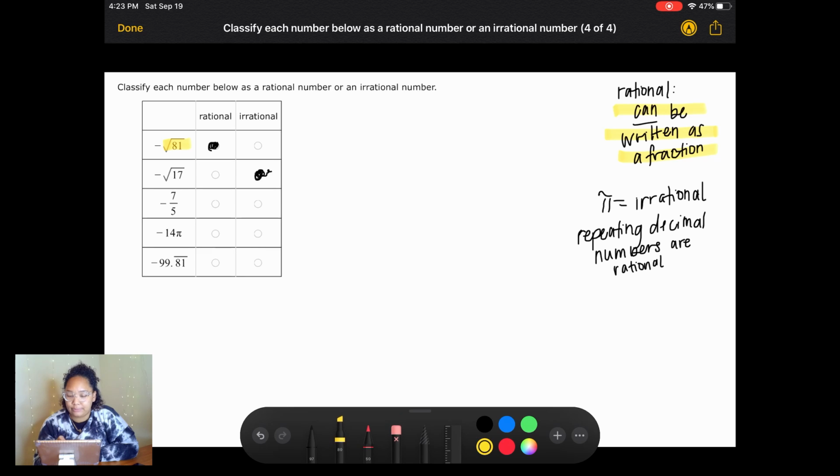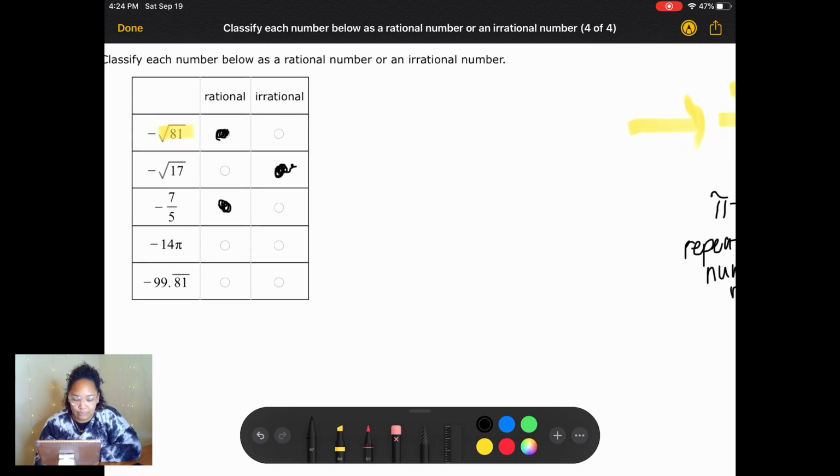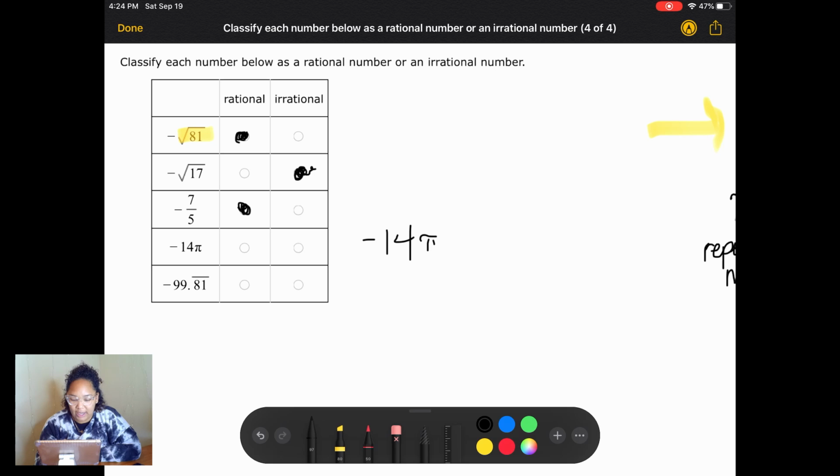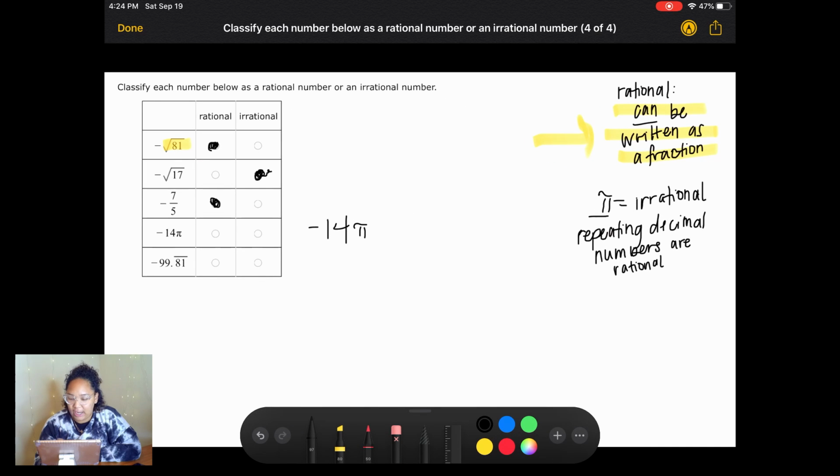Now, here, I'm not even going to write this out: 7 over 5. Can it be written as a fraction? Well, it is a fraction, so I already know that this is rational. Next, negative 14 pi. I already said pi is irrational. 14 by itself is rational because I can just drop a 1 under it, right? But 14 times an irrational number is still irrational. It still cannot be written as a fraction, so this is irrational.